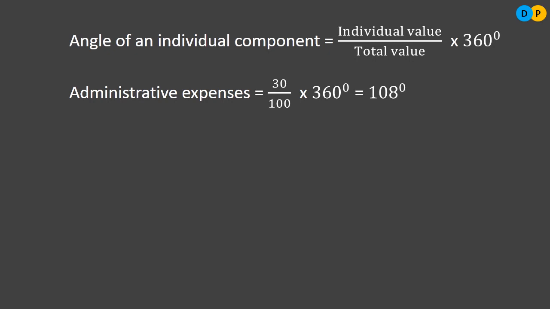How did we come across 100? Because the total expenses, administrative plus employee plus repair plus food plus power plus selling, all put together, give us 100%. But for administrative expenses, we are spending only 30%. So 30 divided by 100 into 360 will give us the value 108 degrees. Out of 360 degrees, 108 degrees will represent administrative expense.